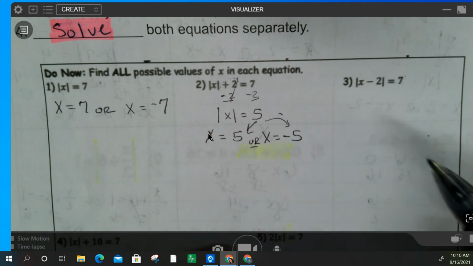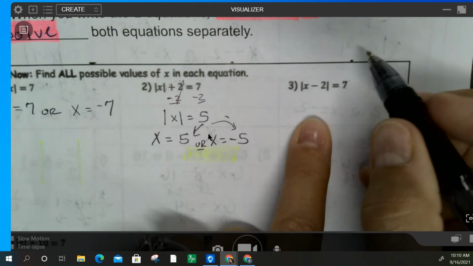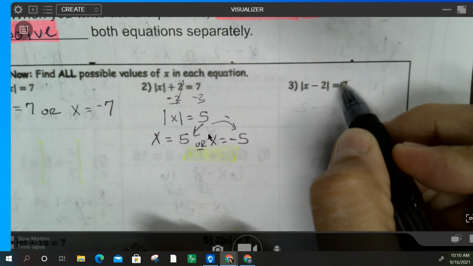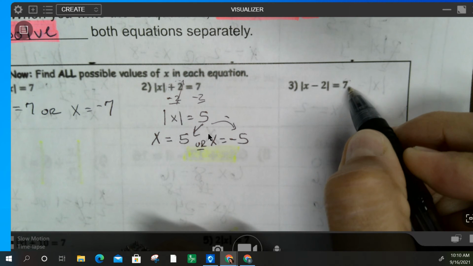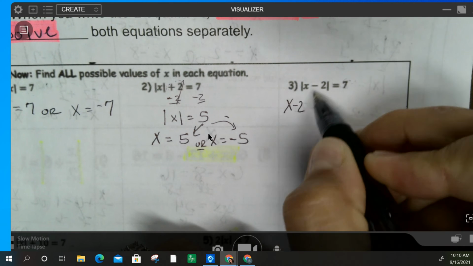All right, so looking at number 3, I have nothing on the side with the bars. So I'm ready to rewrite the positive step. Okay, so step 1, nothing on the side with the bars. Step 2, this is positive, check. So now I'm ready to rewrite. You rewrite what's in the absolute value bars twice.